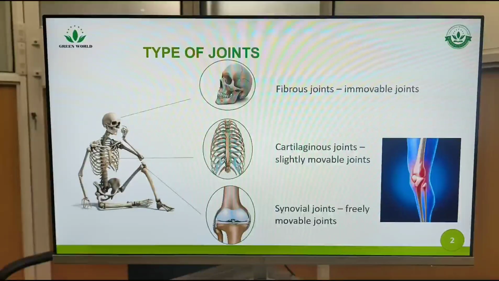So they are freely movable joints, such as the knees, as you can see. We also have the elbows, ankles, and knuckles. This type of joints is the main target of arthritis. And when you talk about arthritis, we are going to see different types of arthritis, so that whenever you are going to treat your arthritis, the specialist should not just tell you have arthritis. It is important for him or her to specify which one you have, so that you can have better treatment.